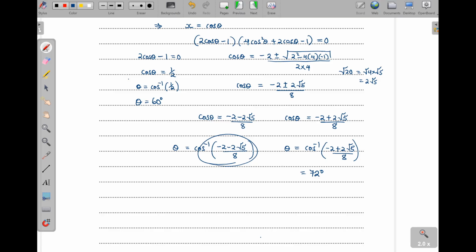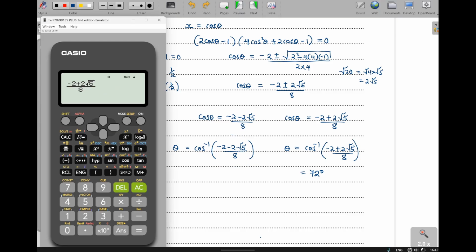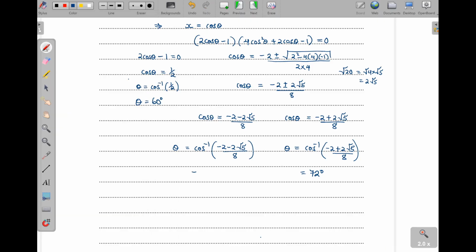Then how about this one here? First of all, this one is negative. When I put a negative here, this whole thing is a negative, and cos is negative in the second quadrant, right? And third quadrant. So if I just say arc cos of this, the calculator will give me that obtuse angle in the second quadrant straight away, which is 144 degrees. Then I will conclude and say theta is going to be equal to 60 degrees, then 72 degrees, and then 144 degrees. As simple as that.